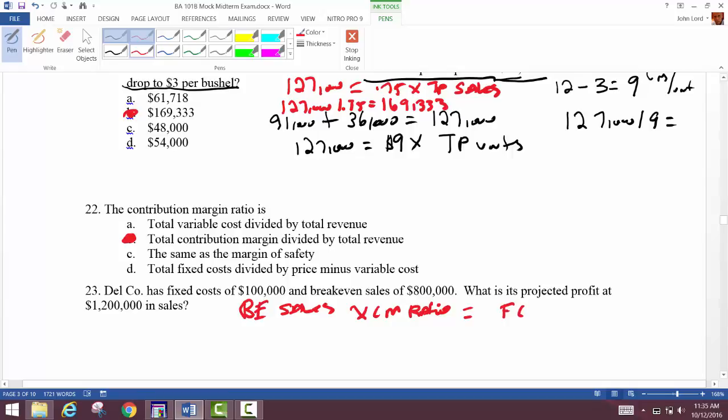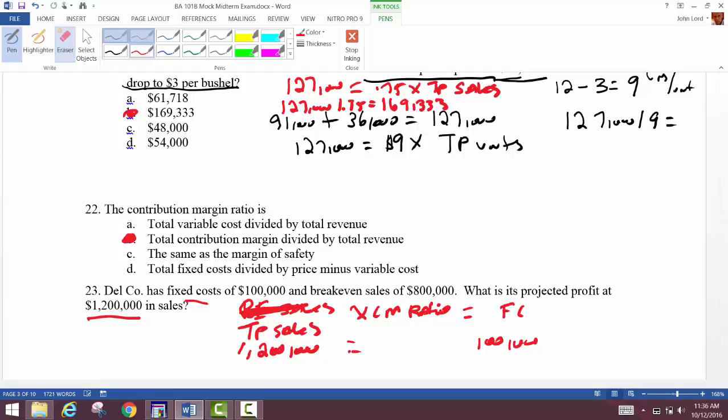Now you look at this question, and what happens? They give me the break-even sales. Or not break-even sales, but what? We're looking for target profit here. Target profit sales. And they give me the target profit sales. They're telling me that to get a certain profit, you're going to have to generate sales of 1.2 million. And they tell me that I have fixed cost here of 100,000.